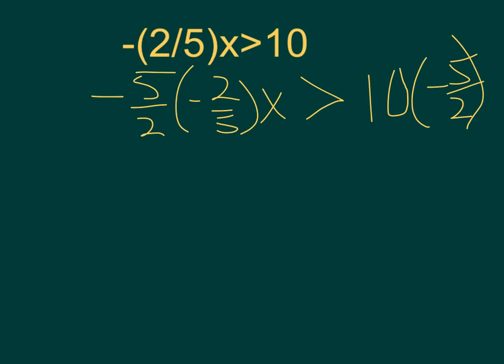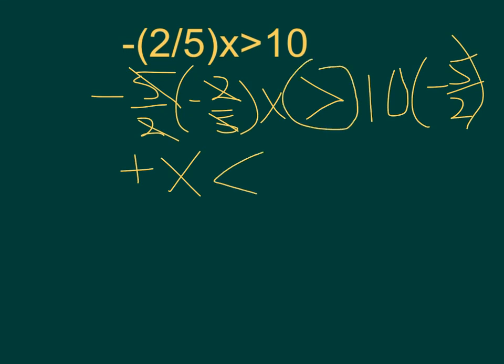Now, negative times a negative will give me a positive on this side. Anything times its reciprocal is 1, so I have positive x. The inequality is going to have to flip, and this is going to give me, that will cancel with the 2. 5 times negative 5 will give me negative 25. So here's an inequality we've seen 1,000 times before, and now let's talk about graphing it on a number line.